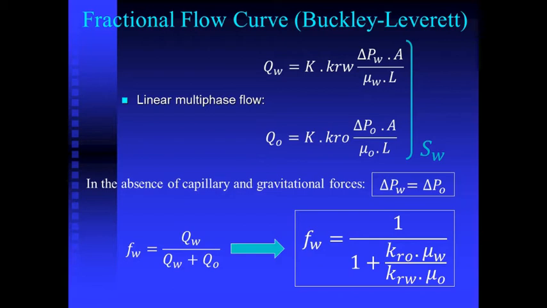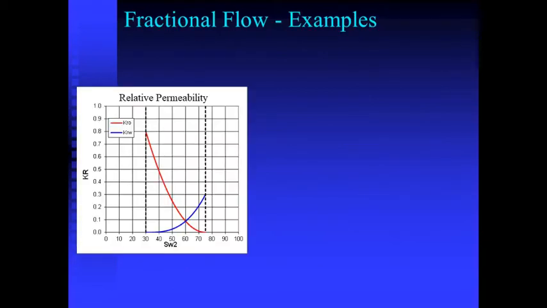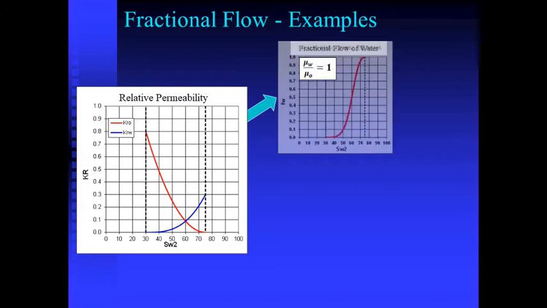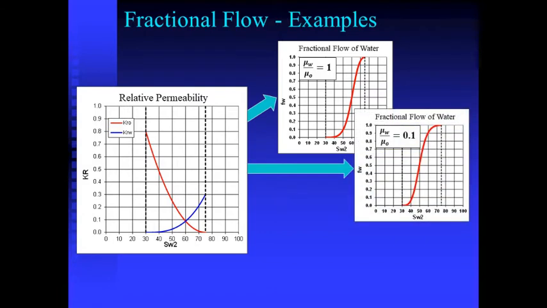If we select a Rel Perm curve and take into account the viscosity ratio between water and oil, we can calculate, as we have seen, the fractional flow curve. In this case, a viscosity ratio with a value of 1 was used, which means that oil and water have the same viscosity. If the oil phase viscosity is 10 times that of water, the fractional flow curve changes, moving towards lower water saturations.